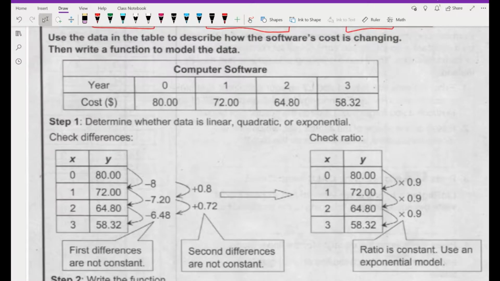An example here is a table of years and costs. Use the data in the table to describe how the software's cost is changing, then write a function. In year 0, when it first comes out, the cost is $80. A year later, it is $72. Two years after it first rolled out, it is now $64.80, and by the third year, it sells for $58.32.